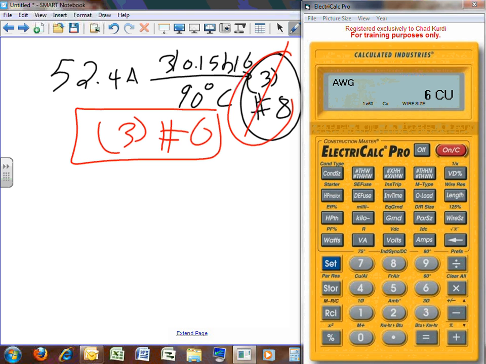Okay, now let's try to do this in the calculator. I've never done it in the calculator, so let's go do it.